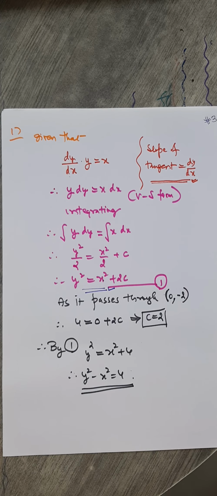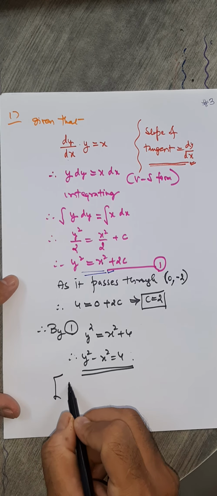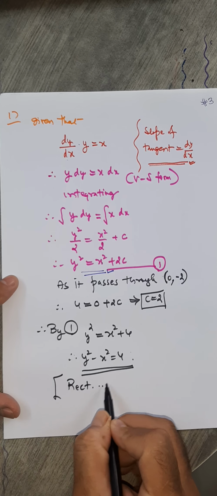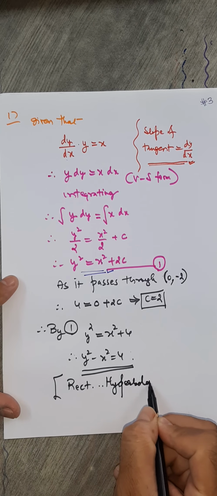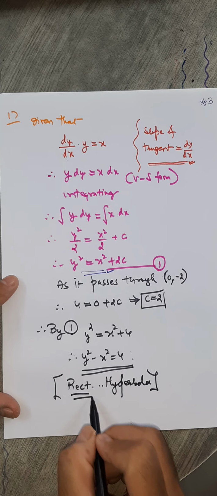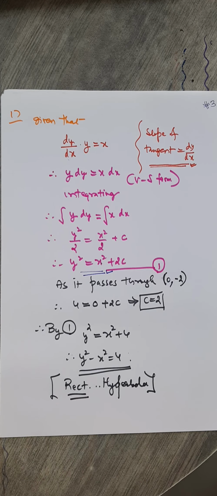Can you just recall it is which curve? Y square minus x square equals to 4. What is this? Can you just recall? This is just for your information. This is rectangular hyperbola, if you remember, or simply hyperbola. This is nothing but rectangular hyperbola, if you remember 11th standard. That's not important, just for your information I mentioned. Okay, fine.